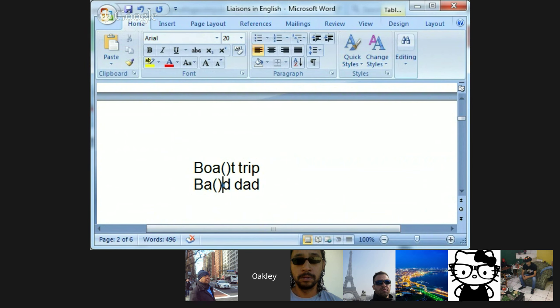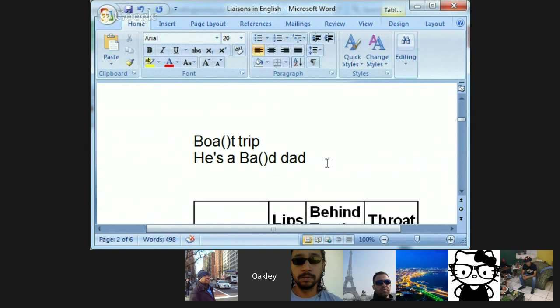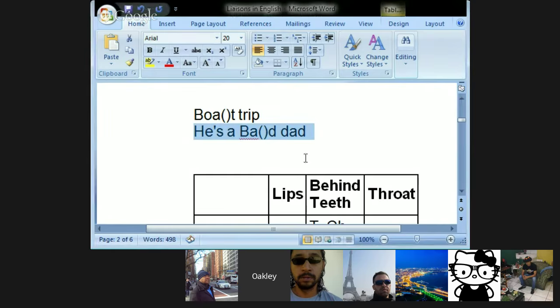He's a bad dad. That's much better. The slight pause there, where I stuck the parentheses here, lets us know we've got two different words. That's the sort of signal that we use. Boat trip. There's a slight break there that we use when we do this.